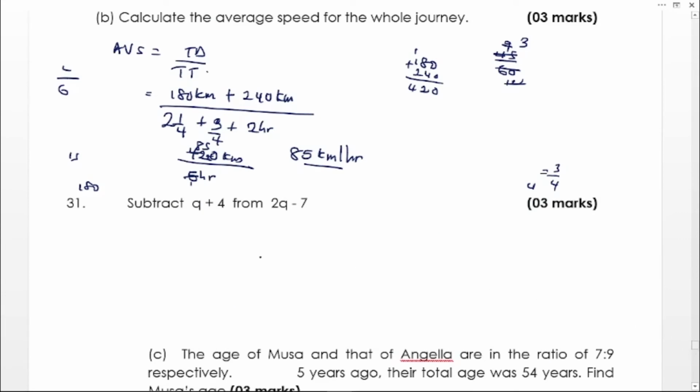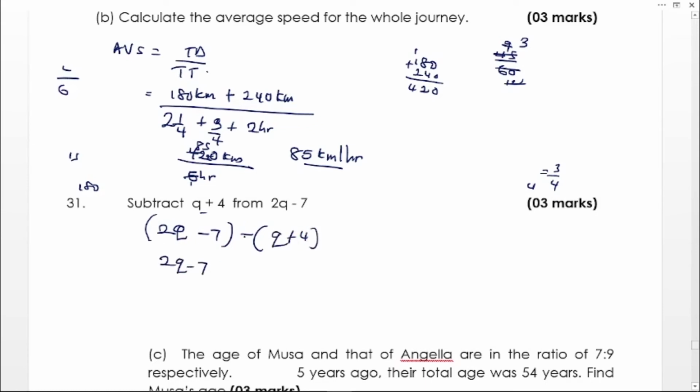Now number 32, it's also about algebra. They are telling us to subtract q plus 4 from 2q minus 7. So we are taking this from this. So we are starting with 2q minus 7, open brackets, minus, take away q plus 4. We open brackets.